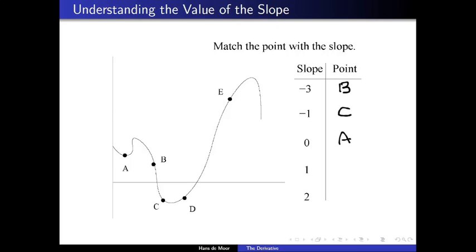Now your positive slopes, we look at, excuse me, point D as being a fairly gentle positive slope. So we'll assign that the value 1. And then the steepest slope in there, of course, is E. And so E, if it has a value that's recorded here, would be 2.